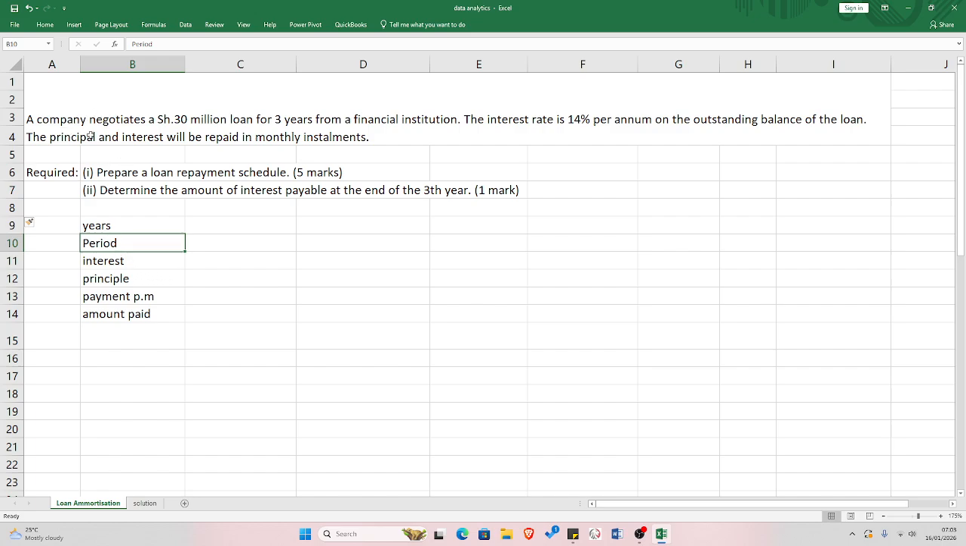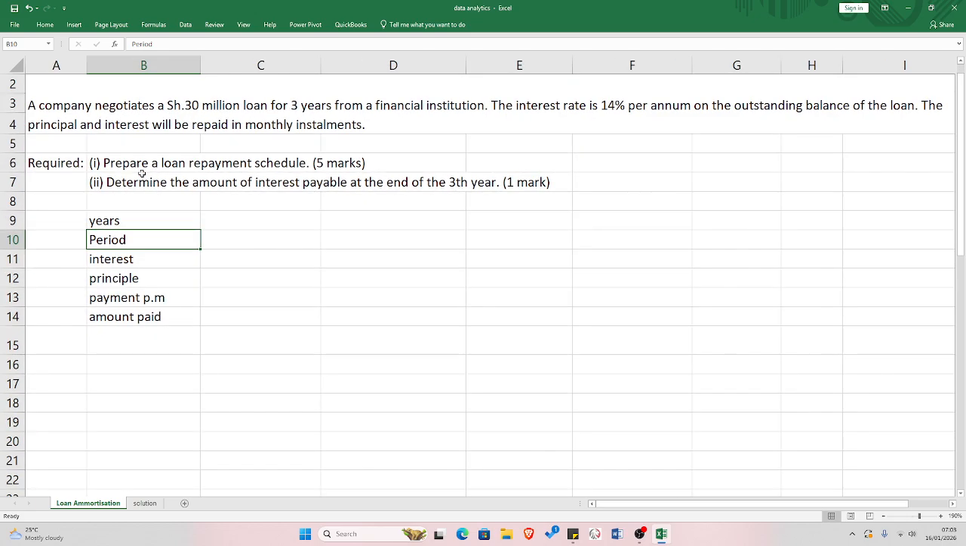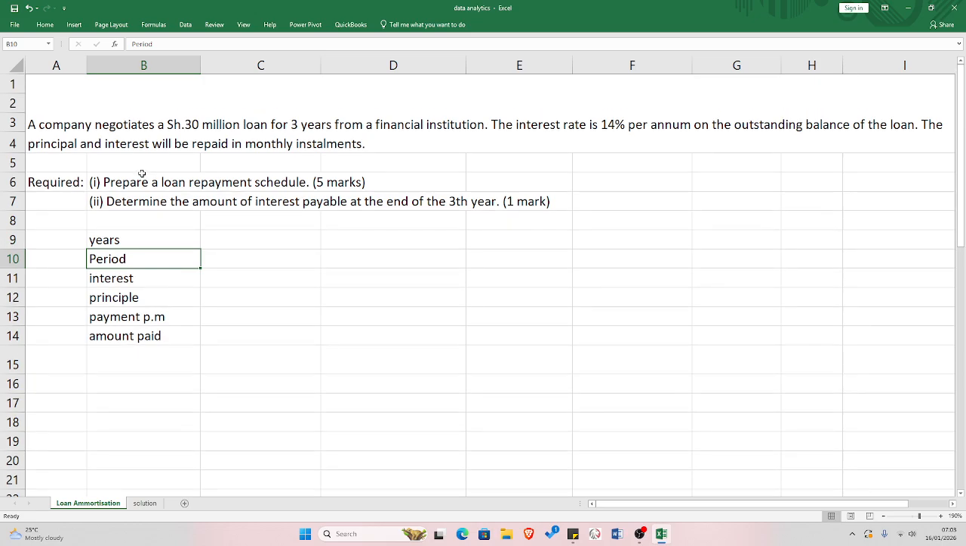So we have a question here, under the subject of business data analytics. The question reads: a company negotiates a 30 million loan for 3 years from a financial institution. The interest rate is 14% per annum on the outstanding balance of the loan. The principal and interest will be repaid in monthly installments.